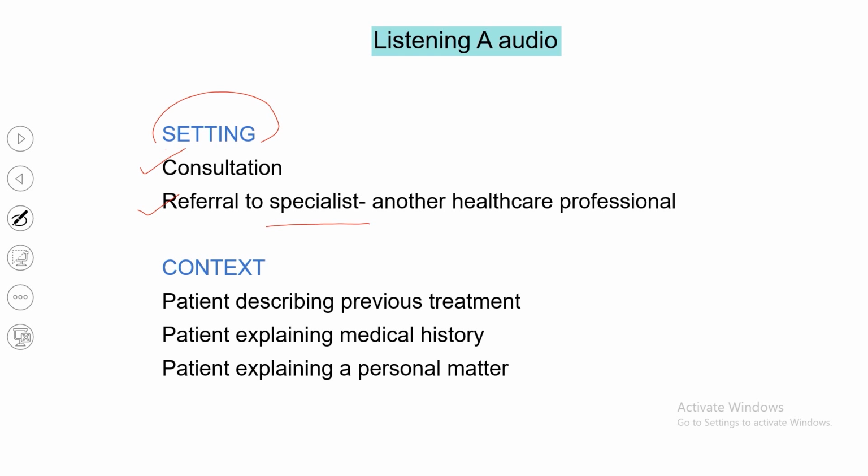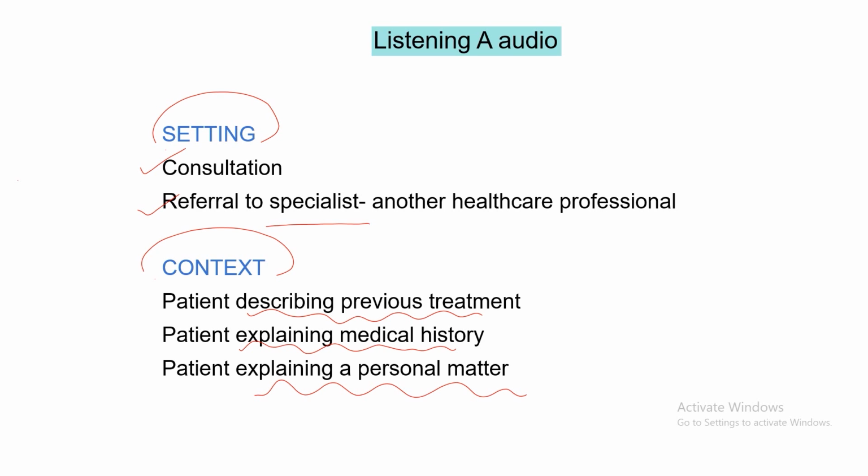Also, the context. It could be describing previous treatment. Sometimes the patient may be explaining their medical history. Or it could also be explaining a personal matter. These are just examples. Do not think that the context is only these. These are samples to give you an idea of what kind of context could be given in your OET Listening Part A.